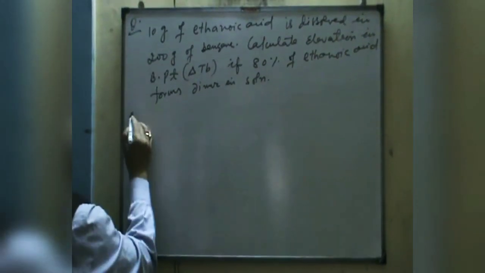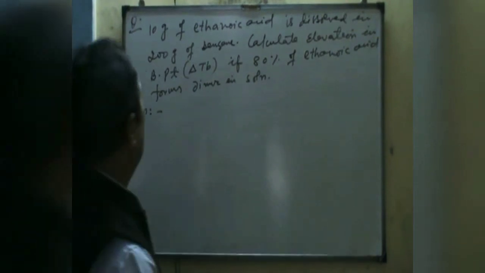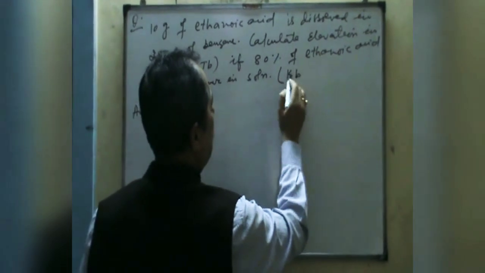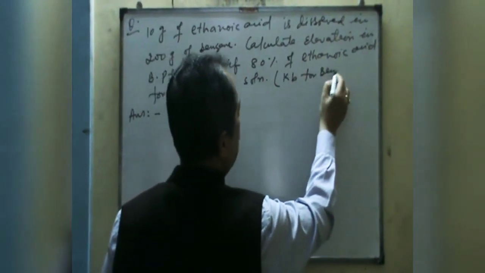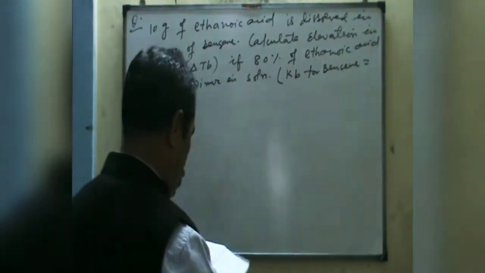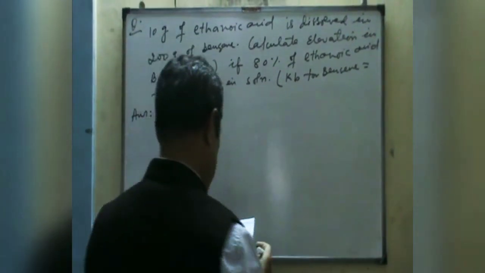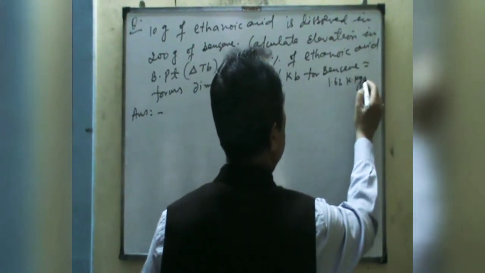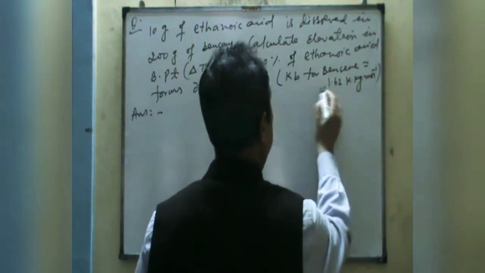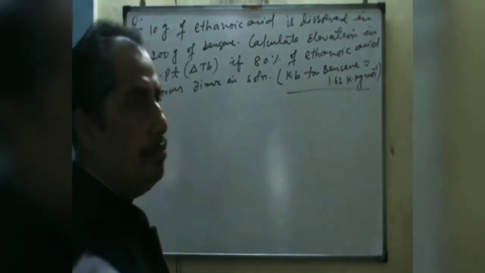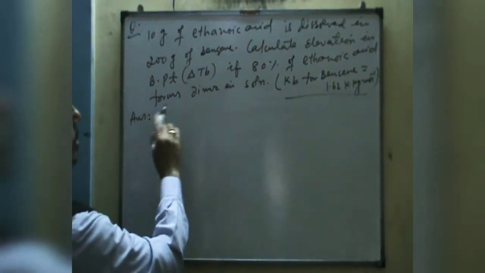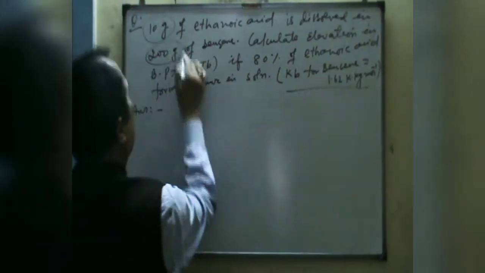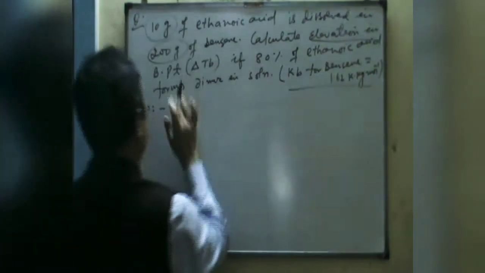So, dear students, Kb for benzene data is given. Kb for benzene is equal to 1.62 Kelvin kg mole inverse. This is already given in the numerical. So what do we have to calculate? 10 gram of this dissolved in 200 gram of benzene, calculate the elevation in boiling point.